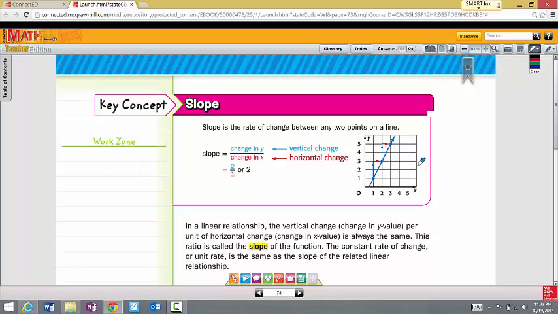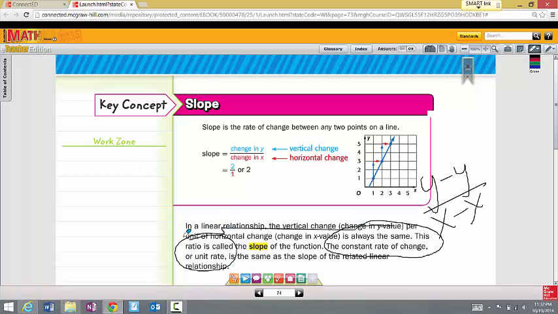So the formula that we're going to use is y minus y over x minus x, which is the formula that you used on Friday. So that's nothing new either. It's the same thing that you were doing. It is that constant rate of change, which is written right in here. It's the same thing that we've been doing, or that unit rate. It is a linear relationship. So none of this is different.